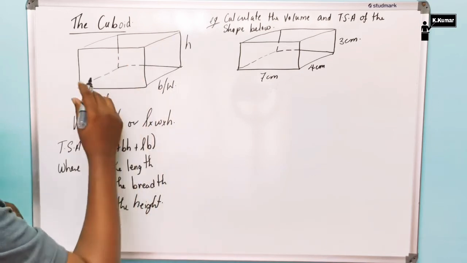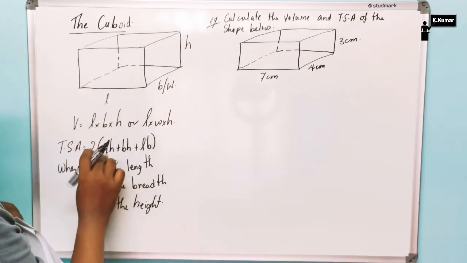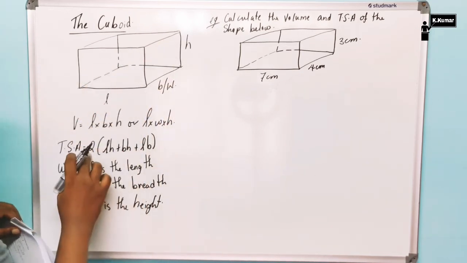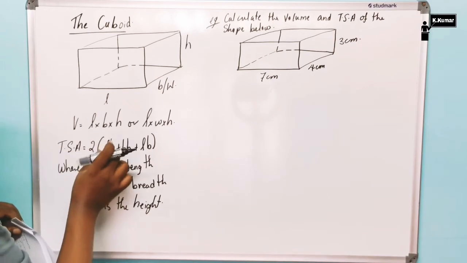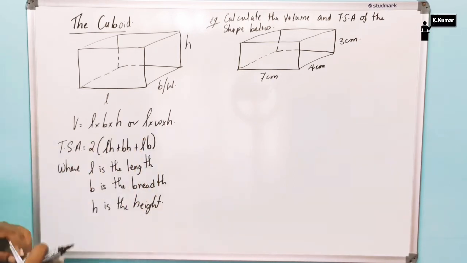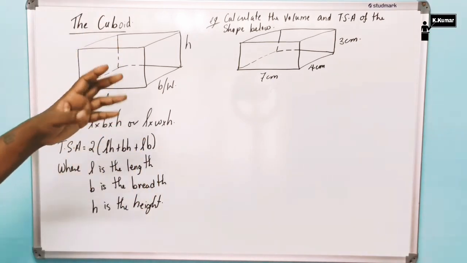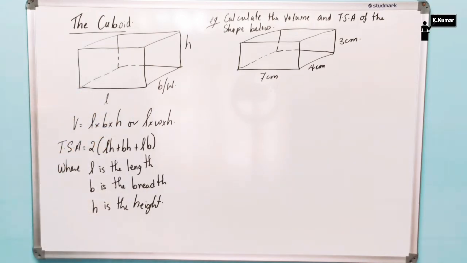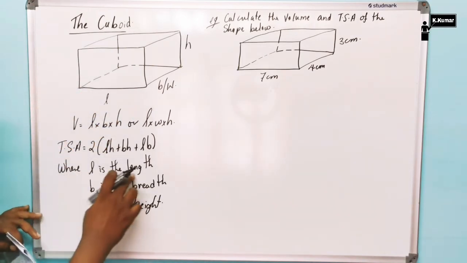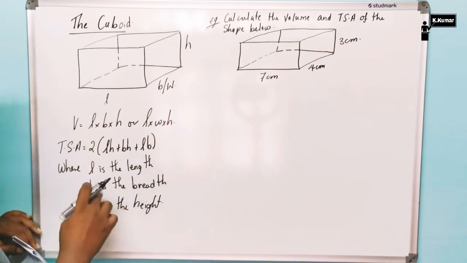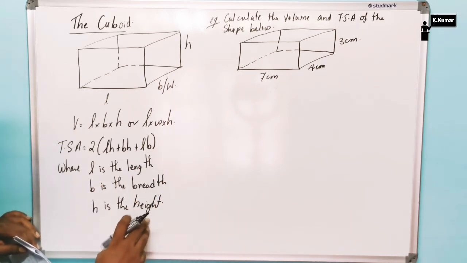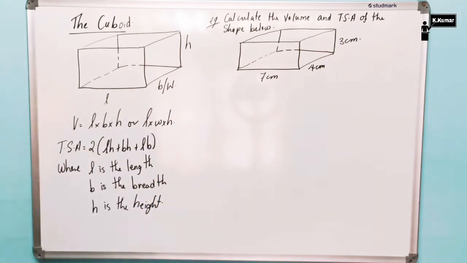And to find the front and the back, it's going to be the length times the height, which is this one, and we have 2 of that. That's why we get a formula 2 into the faces, because the opposite faces of the cuboid are parallel and identical, where L is the length, B is the breadth, or if you see W, W is the width, and H is the height.